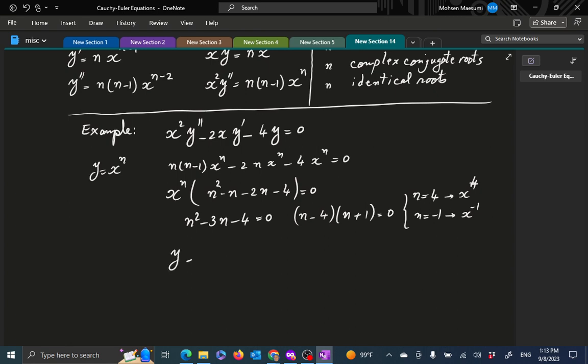So the solution is going to be any linear combination of these two, since this is a linear equation. So a x to the power of 4 plus b x to the power of minus 1 is the solution of this problem.